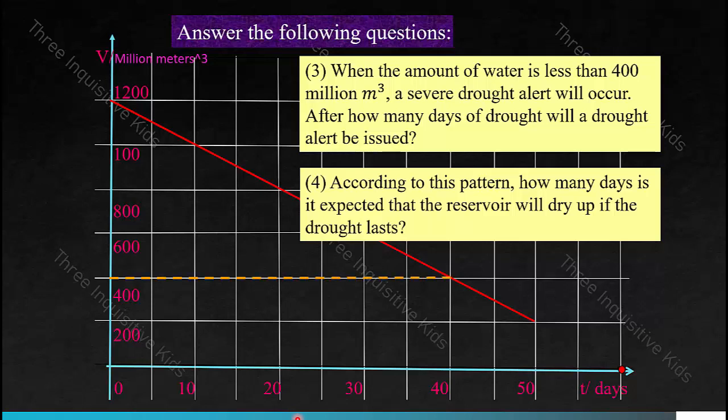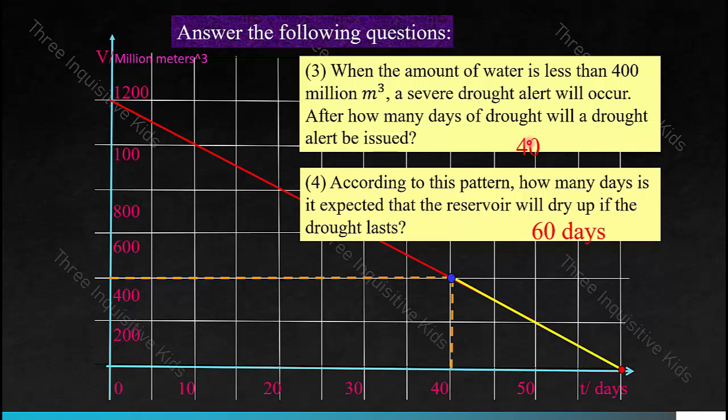The answer to the first question would be 40, because right here, when it is less than 400 million meters cubed, that would be anywhere below this point. This is the point that a drought alert will occur. And this happens when there are 40 days into the drought. So the answer would be 40. Again, make sure you include the unit.